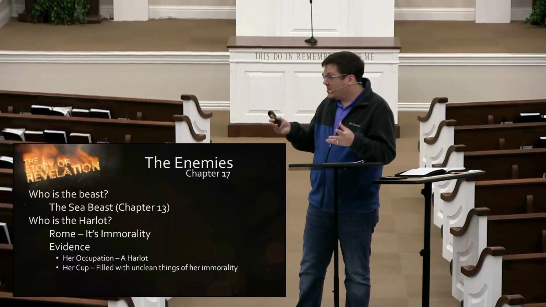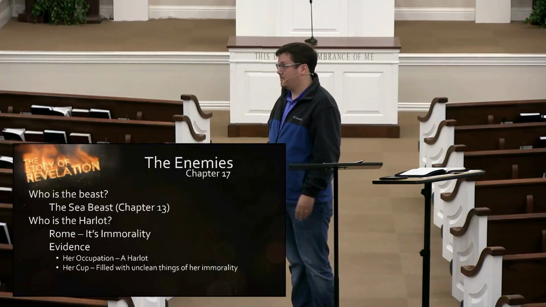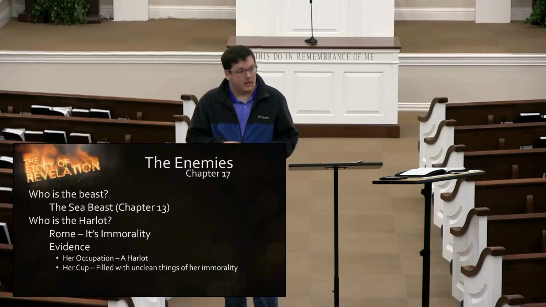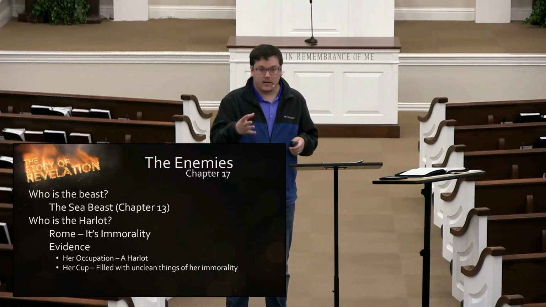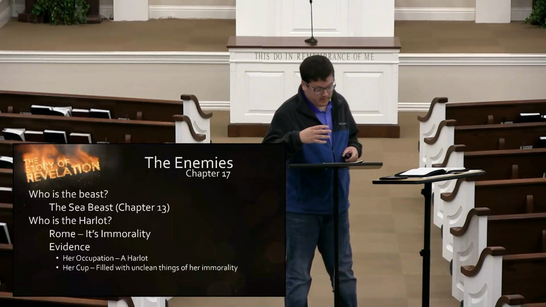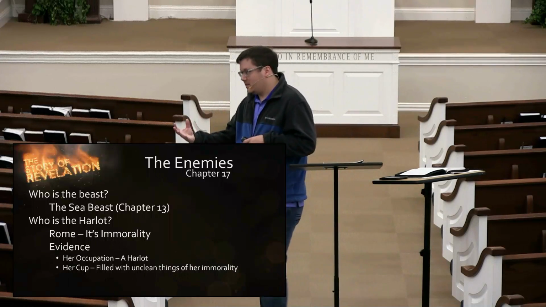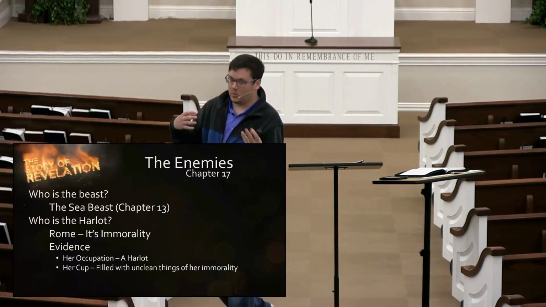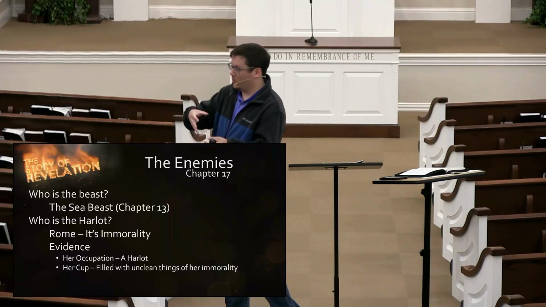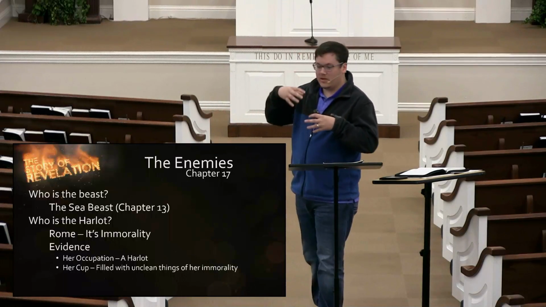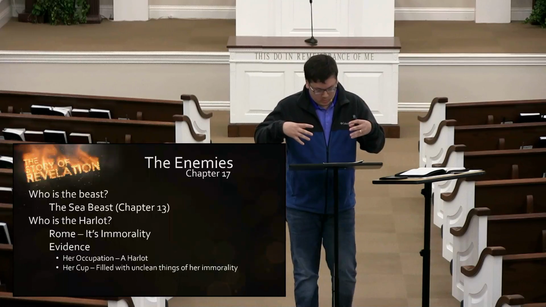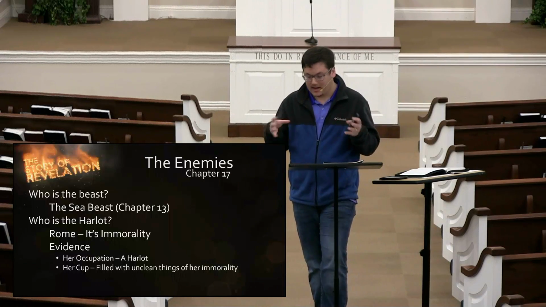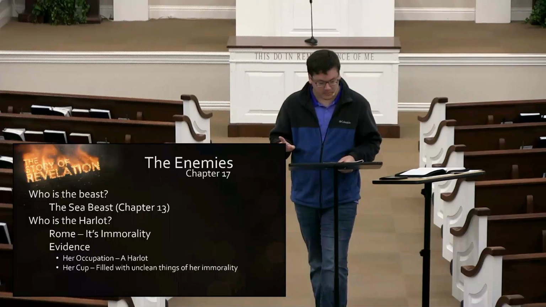And that's the third enemy that these people are being faced. Now, some people get caught up here in this chapter with, if we say that the sea beast is Rome and we say that the woman is Rome, how can Rome be riding Rome? It can be a complicated image, but if we really break it down, it actually makes perfect sense.